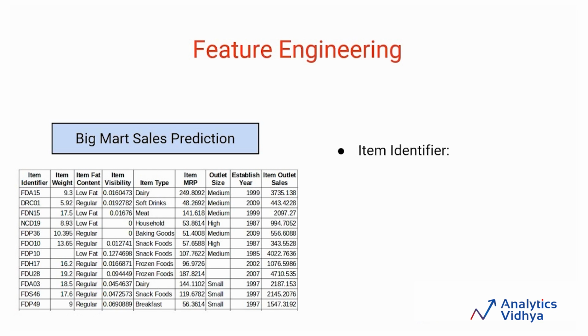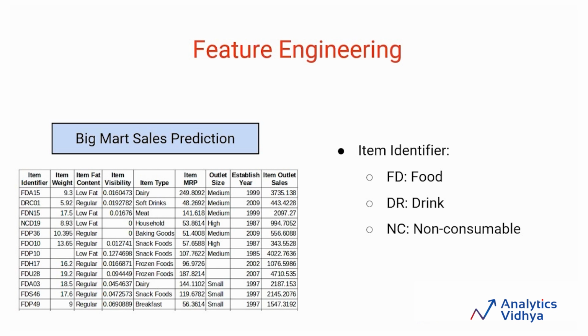Now look at the item type against them. NC is against household, DR is against soft drinks, and FD seems to be against food items like dairy, meat, snack foods, frozen foods, etc. So we can conclude that FD, DR, and NC represent food, drink, and non-consumable respectively. Using this information, we can have a new column having values like FD, DR, and NC only, and this might help us to build better models.